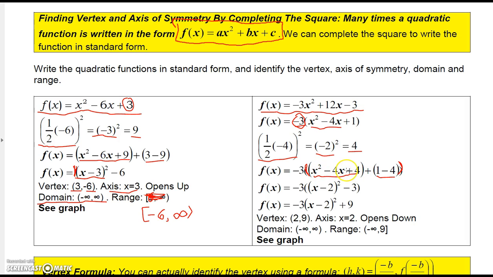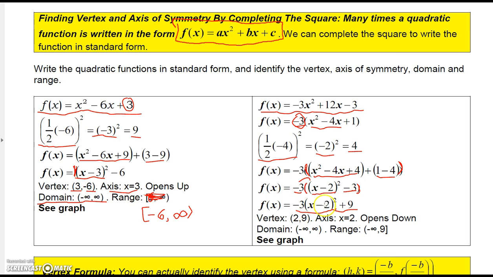Now, x squared minus 4x plus 4 can be written as x minus 2 quantity squared. 1 minus 4 is just negative 3. Now remember, I have this negative 3 sitting outside of this parentheses here, and so I need to distribute that back through. Now you can't multiply the negative 3 into the square, but you can write it as negative 3 times the square. And you can multiply negative 3 times negative 3 and get plus 9. And now we have it in the standard form.